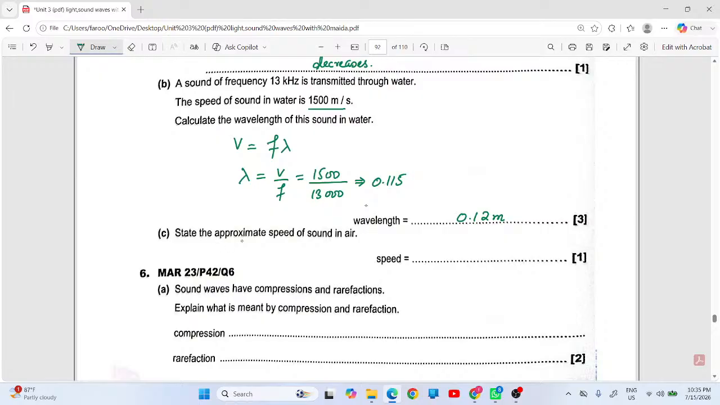Next is state the approximate speed of sound in air. The range is 330 to 350.